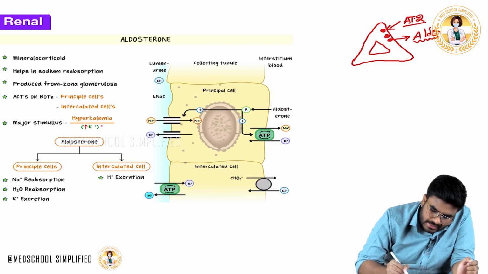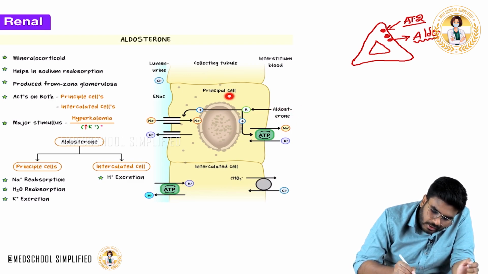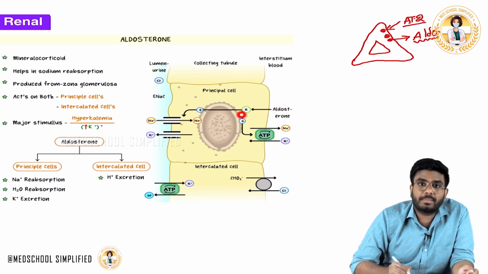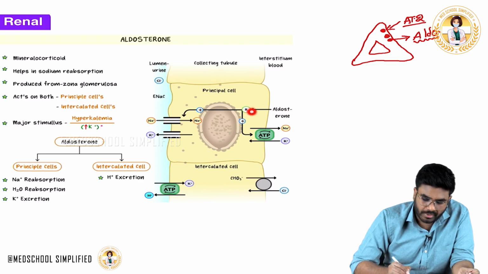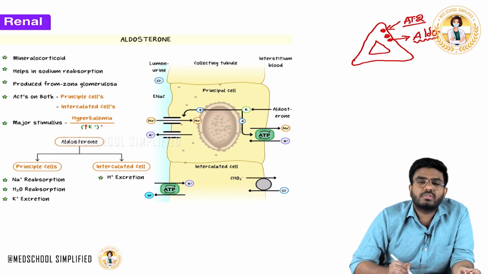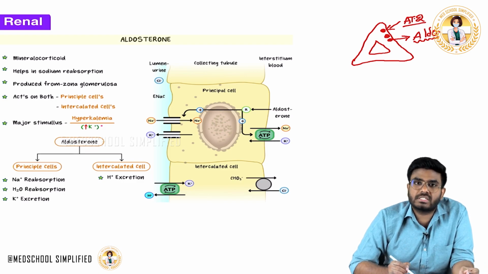Now, whenever aldosterone is acting on the principal cells, what happens? This aldosterone will go and bind with the receptor. Now this aldosterone receptor complex will go into the nucleus. It will activate the transcription factors. Whenever the transcription happens, later translation will happen. So at the end of the day, new proteins are synthesized.